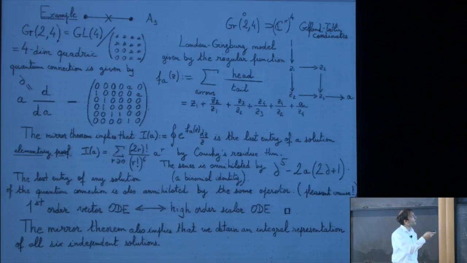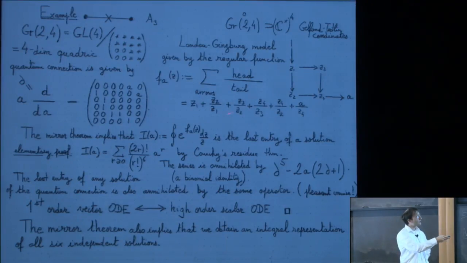And so here I add where it came from. It's really what the mirror theorem predicts, because this is the quantum differential equation for this quadric, a Klein quadric for Gr(2,4). And this is really the superpotential restricted to this cluster chart for the Grassmannian.